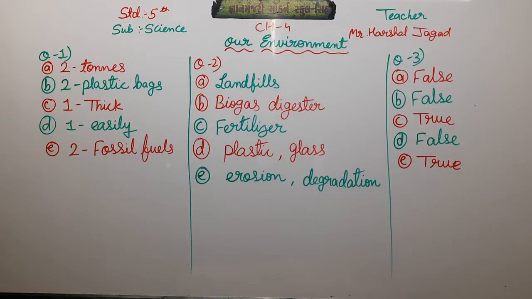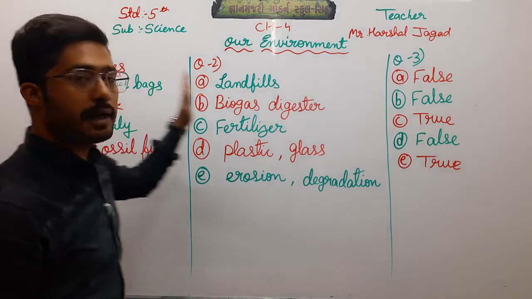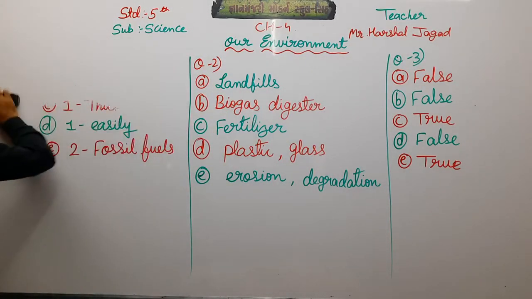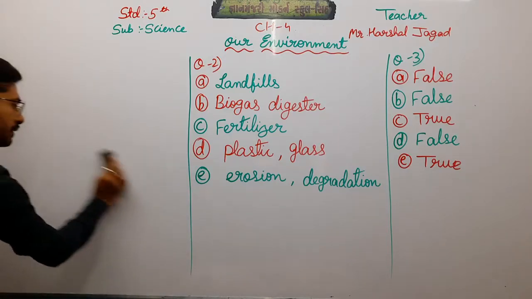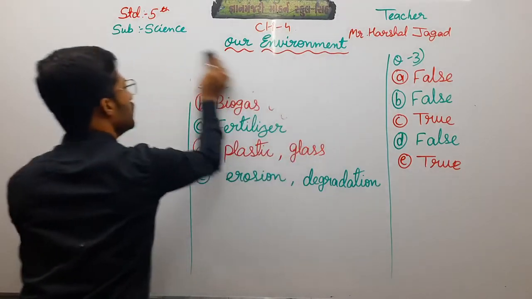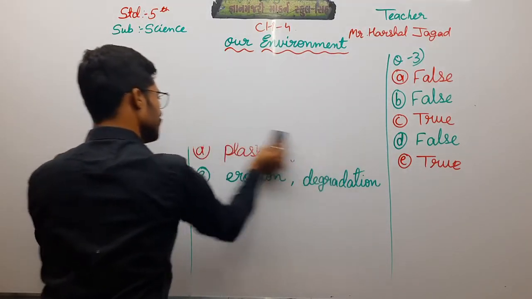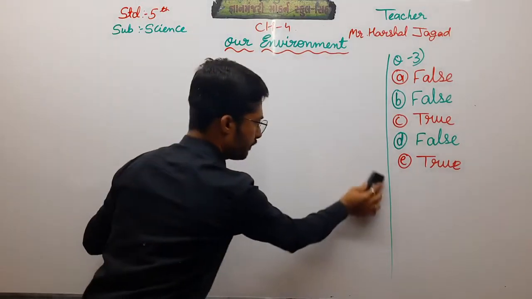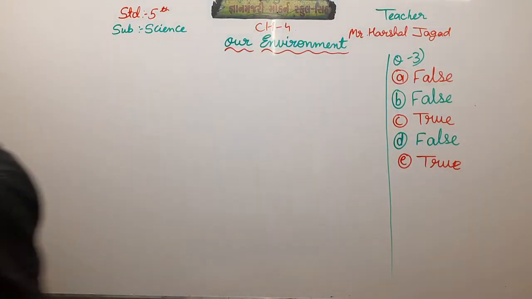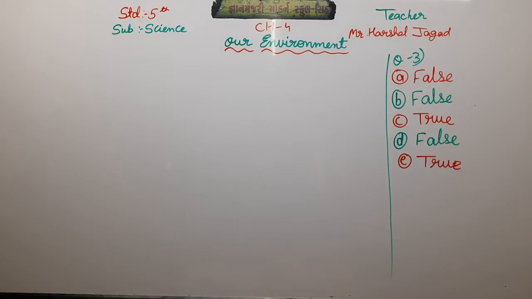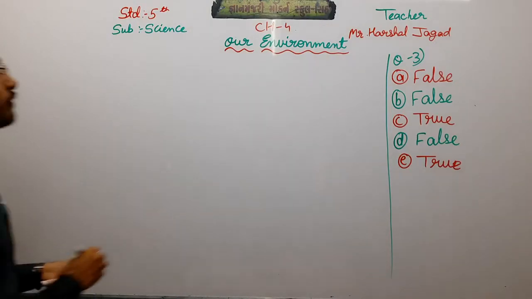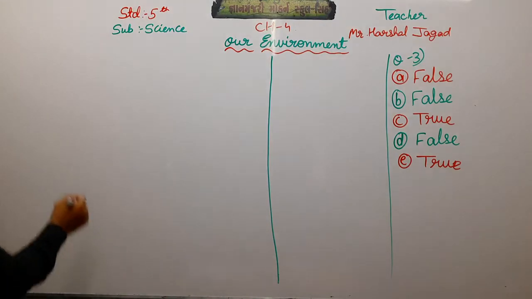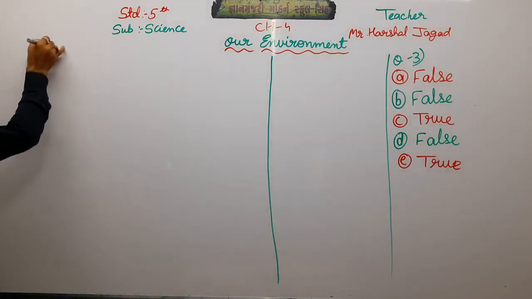Okay, students, have you written down this? I am just erasing question number 1 and question number 2. Okay, students? So here, moving towards question number 4, that is question answers.